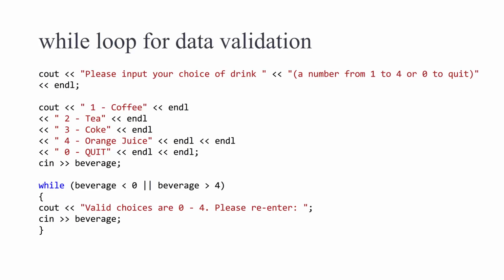Inside the loop, an error message is displayed to the user using cout, prompting them to re-enter a valid input. The input is then read in again using cin and stored in the beverage variable. The loop will keep repeating until the user enters a valid choice of drink, at which point the loop will terminate and the control will pass to the next statement after the loop.